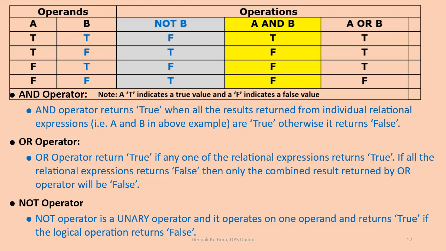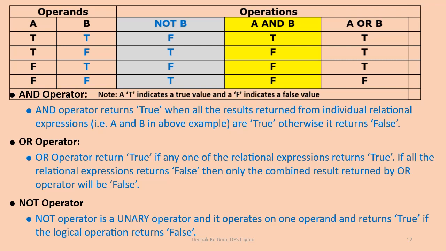Next is A AND B. Here I am using the AND operator. The AND operator returns true when all results returned from individual relational expressions are true. Otherwise, it returns false. See in the truth table, the first line, that is TT, the output is T, that is true, and the remaining are false.